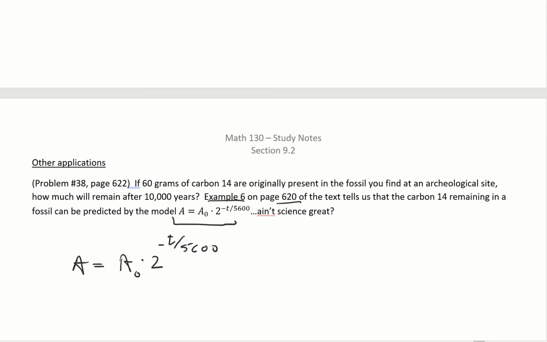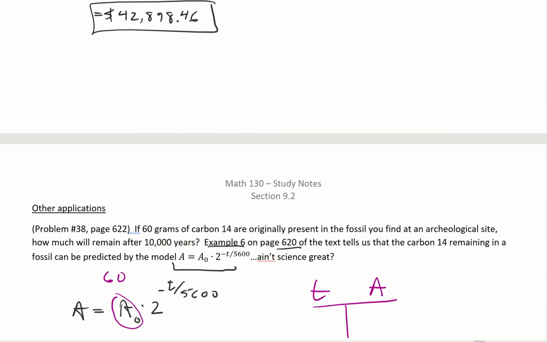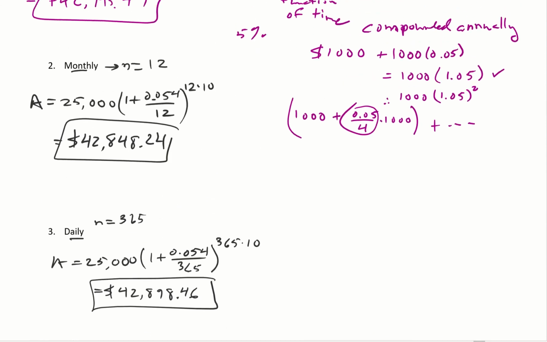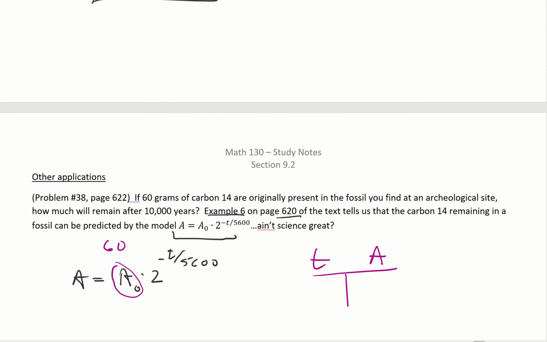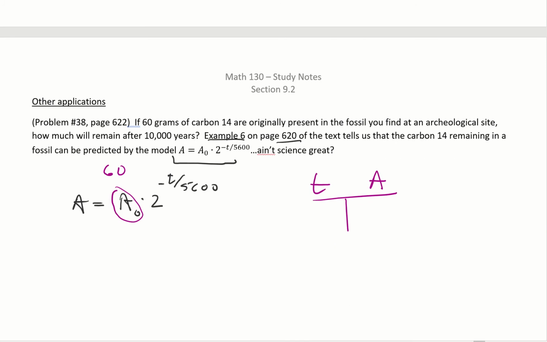Okay, it says there's 60 grams of carbon-14. That goes here. This is your principal, if you will. I'm going to tuck the 60 in there, and it goes, how much will remain after 10,000 years? That's a time. So think of this as there's a time variable, and then there's an amount variable. And that also rings true up here if you looked at this instead of just as a formula. It's a function of time once the rates and stuff are understood and known and fixed.